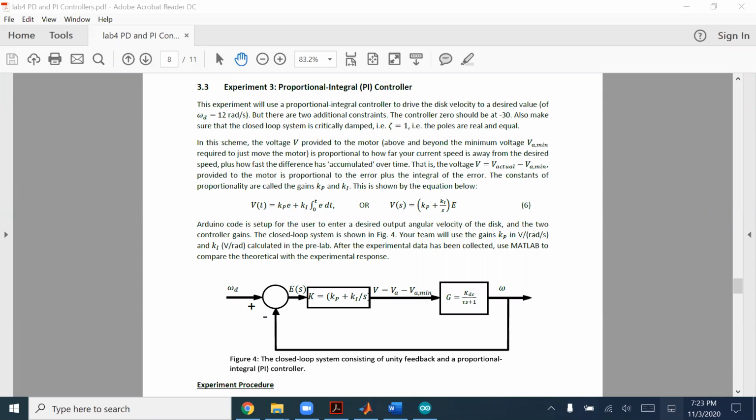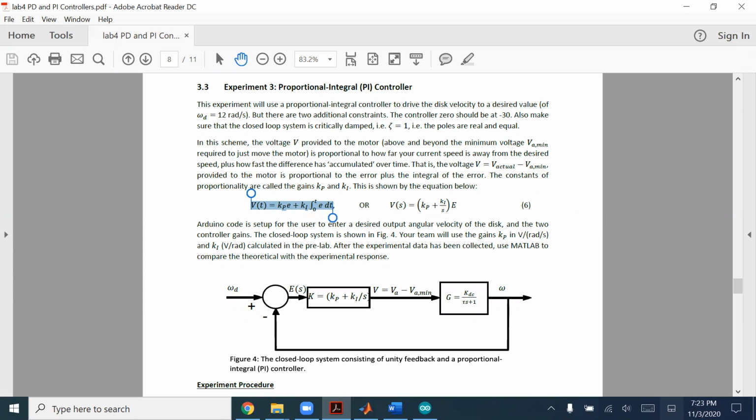All right, let's try another controller right now. This is a PI controller. The reason this controller is called a PI controller is because the voltage produced is proportional to the error and also proportional to the integral of the error. So it's KP times E plus KI times the integral of the error.